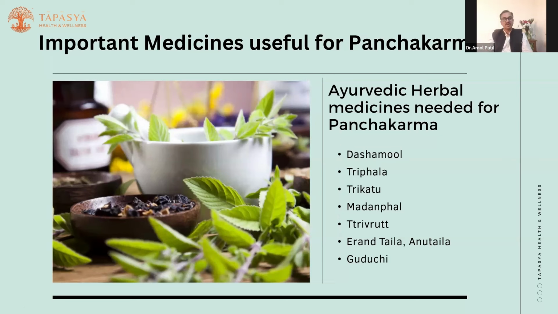So these are the very common medicines like Dashmula, Triphala, Trikatu, Madanphal, Trivrutta, Erinda Taila, that is castor oil, Anu Taila, and Guduchi, that is Tinospora cordifolia. Tulsi is also one of them, I have missed writing that. So these are the very important medicines. These are nowadays available even in the market, so one should know about them.